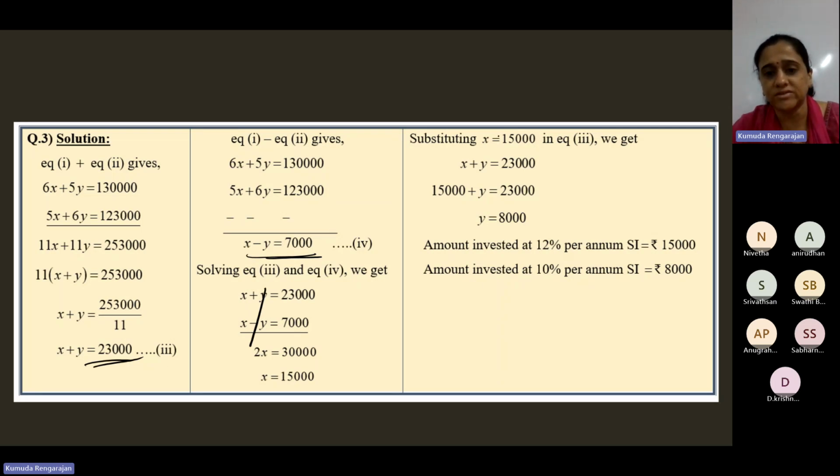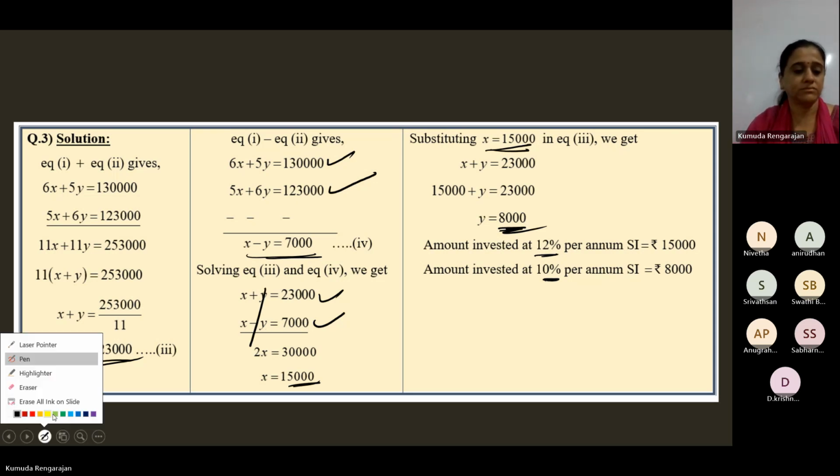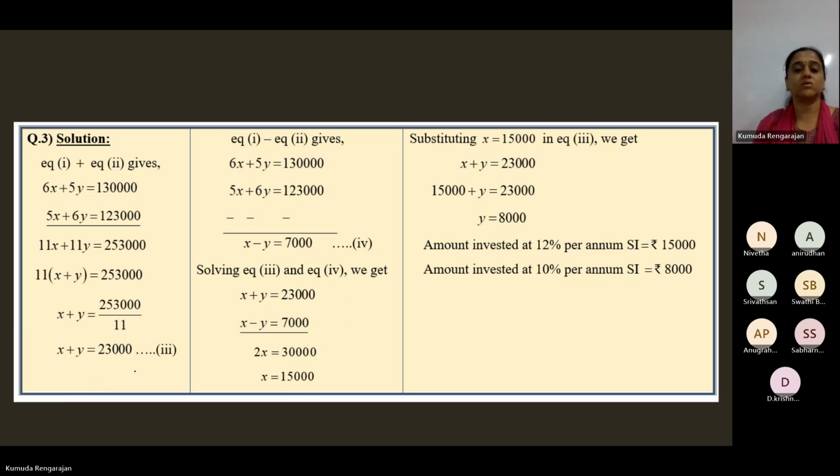Now substitute the value of x in any equation here. But we choose a simpler one, right? So you can substitute here, or you can even put it here, anywhere. Choose the simpler equations. So y is 8,000. So x is the money invested at 12% and y is the money invested at 10%. Go to this.